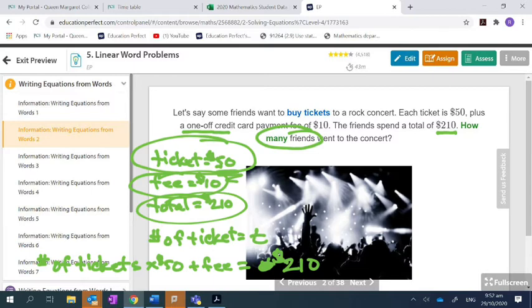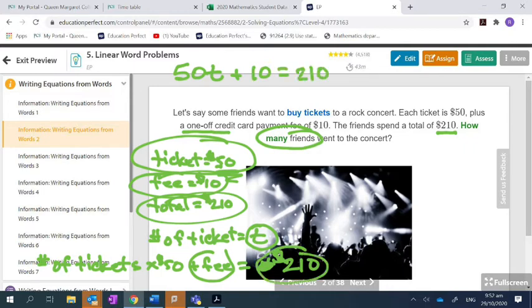All right, so here we go. Let's write our equation. So it's $50 times the number of tickets. What are we calling the tickets? T. So 50T. Why did I put the number in front of the letter? Because it always has to be. Yeah, anytime we're multiplying a number times a letter, we always put the number first. So 50t plus, how much is the fee? $10 equals, how much money did they spend total? $210.